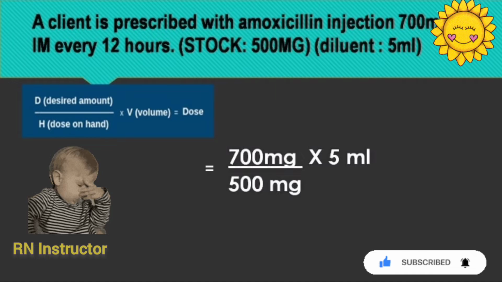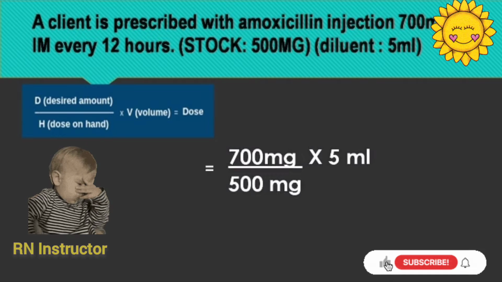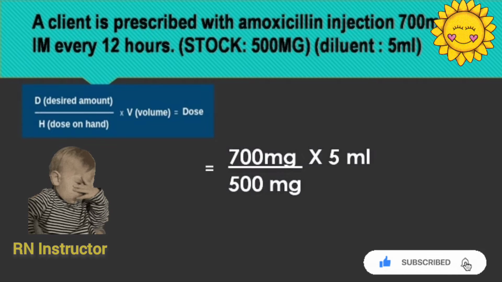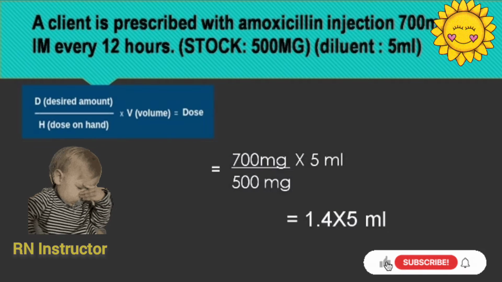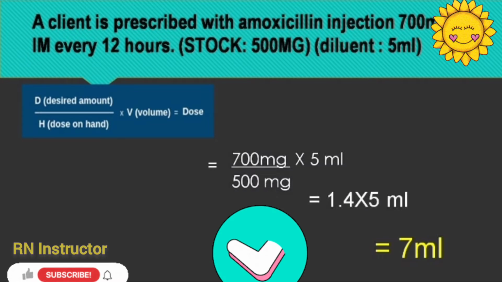So here first write down the basic formula: desired amount or the doctor's order divided by stock on hand, to be multiplied by the total volume. So here the doctor's order is 700 mg and stock on hand is 500 mg, to be multiplied by the 5 ml, that is your diluent. When you calculate it, you will get 1.4, to be multiplied by the 5 ml, and you will get the answer, that is 7 ml.